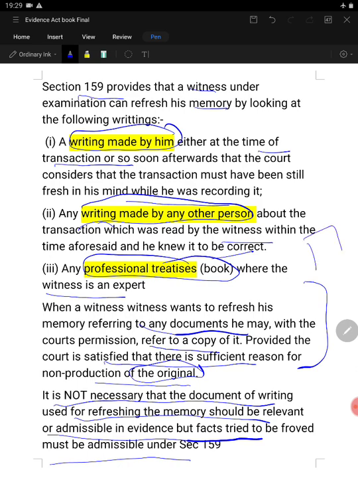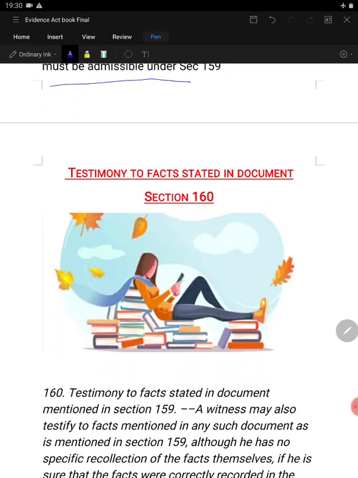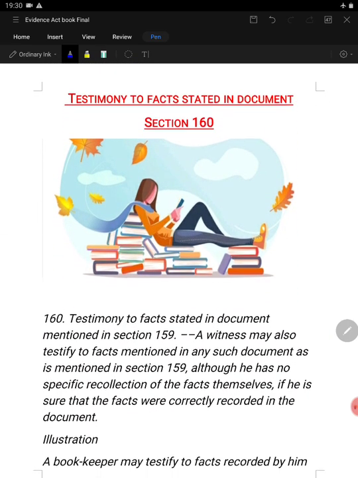What it says is that the particular document which is being referred to refresh memory may not be relevant in that particular case. Only what needs to be proved through this document needs to be relevant. So that is what is section 159.